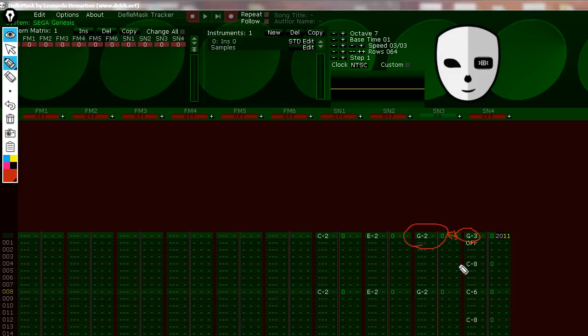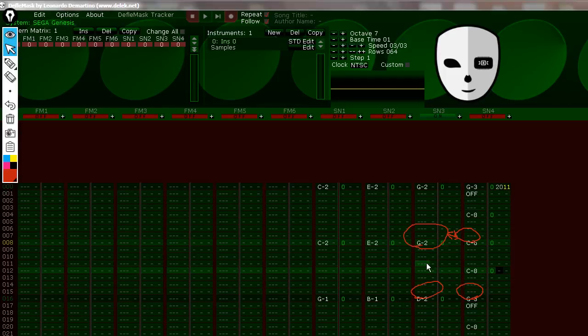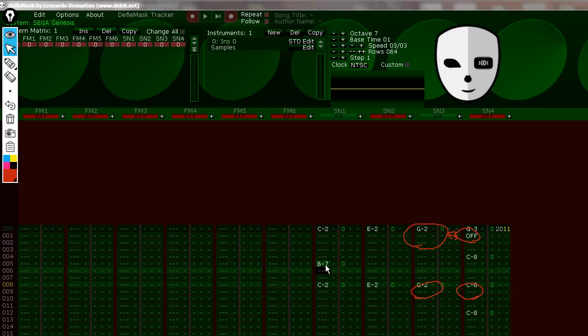Okay? They match. This is why this note right here is very high pitched, because this note is C in the 6th octave. Listen. Bing. So what happens if I put C in the 6th octave here in this channel, right? Okay. See? It's the same thing. Watch.